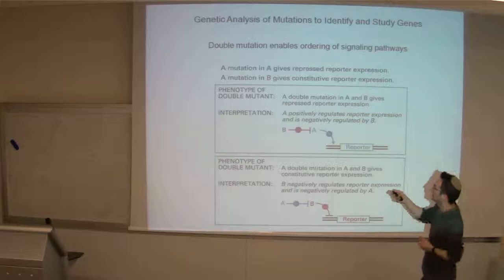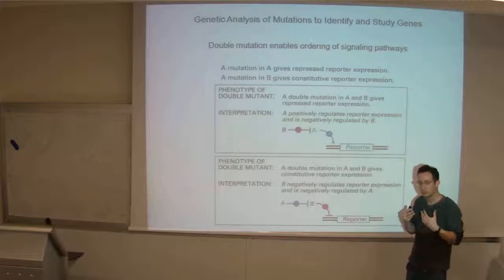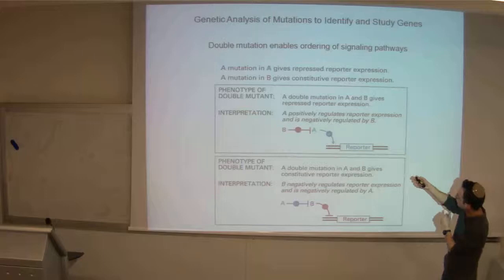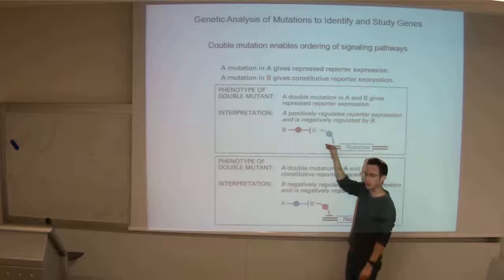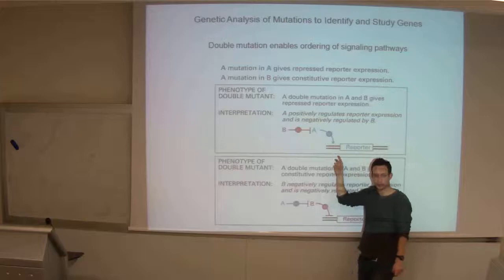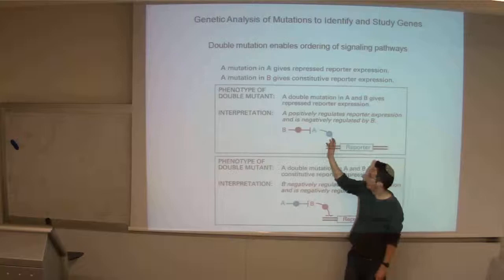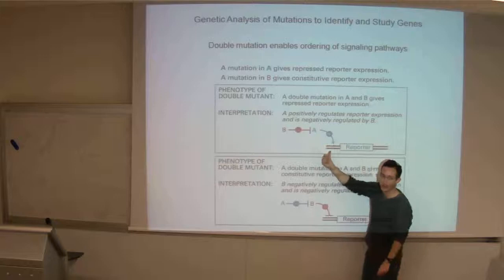And we have two possible scenarios for this experiment, and each one has just one possible interpretation. If the double mutation in A and B gives repressed reporter expression, the same outcome as the single mutation in the A gene, then A has to be more directly linked with the reporter, lower downstream in this cascade, and hence B has to be higher in the hierarchy, or occur before A. So this is the only possible order of events.